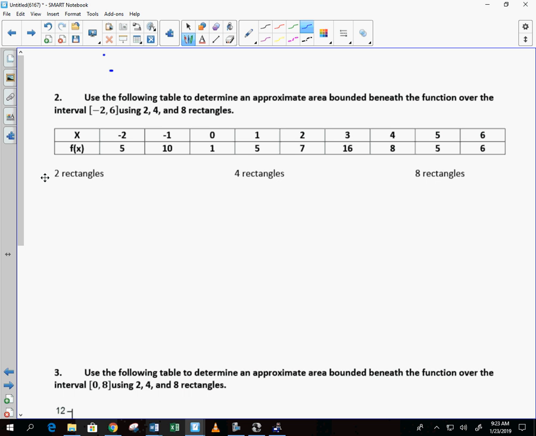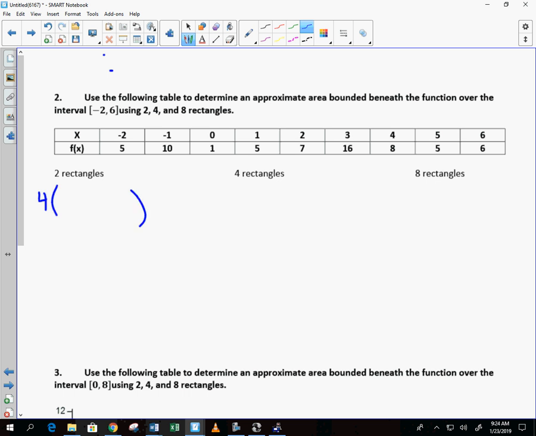What's different about number 2? Yeah, I don't give you a graph. You're given these function values, but you don't get to see what the graph looks like. But you have to determine the area bounded by the function using 2, 4, and 8 rectangles. So the interval goes from -2 all the way to 6. So what is the width of the entire interval? 8. So if I'm looking at 2 rectangles, what's the width of each rectangle going to be? 4. So the width of each rectangle is 4.